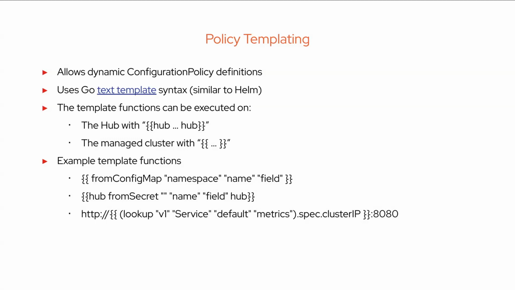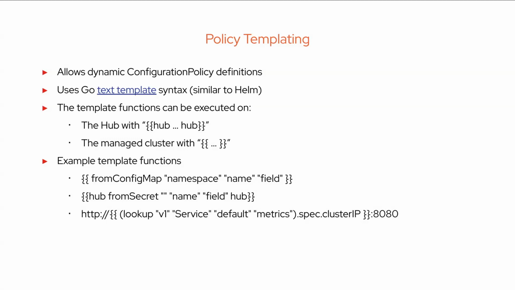So if you see curly brace hub, that means that the template will be executed on the hub, and the value will be stored in the replicated policy in the managed cluster namespace on the hub after the template is resolved. So this is helpful if you're trying to copy data from the hub, or if you want to configure things slightly differently for each managed cluster based on some data on the hub. And then on the managed cluster side, if you just see the double curly brace, that gets executed whenever the policy is evaluated on the managed cluster.